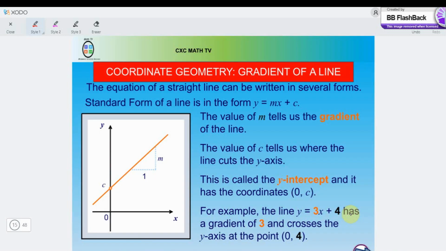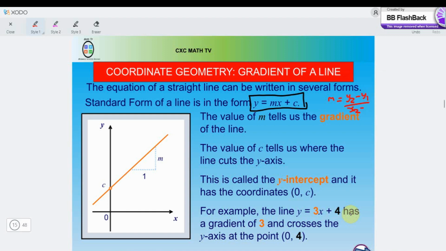The next thing now, which is extremely important, is the equation of a line. The equation of a line is in the form y equals mx plus c. You must know this. I'm going to put a box around this. M tells you the gradient of the line, and we know how to find m already. Remember, m is y2 minus y1 over x2 minus x1.